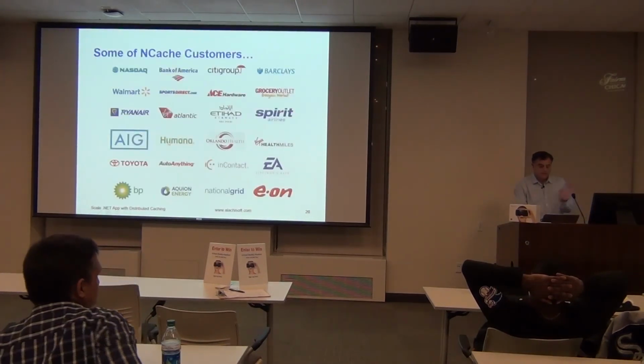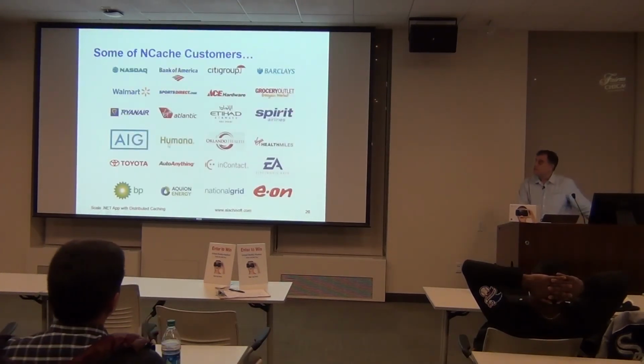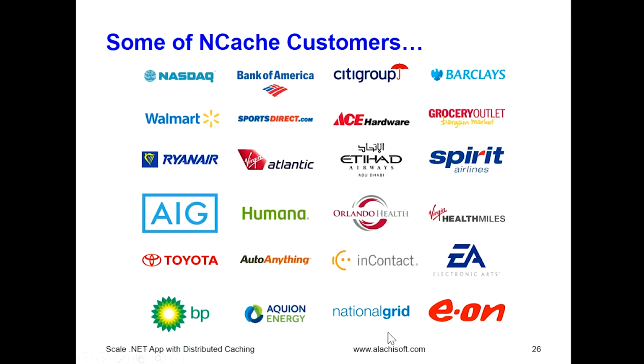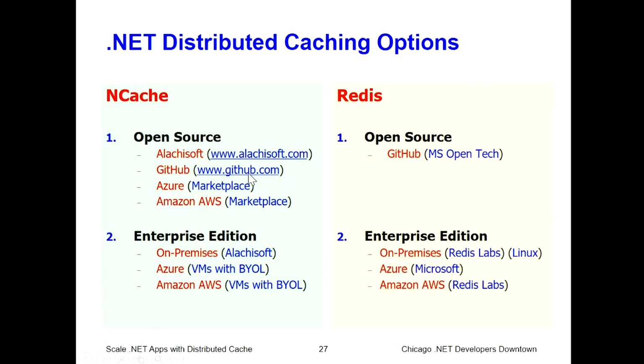Okay, NCache is the oldest cache in this space. We are pretty much, in fact, AON is also our customer. But here's just a last slide, a comparison of NCache with Redis.